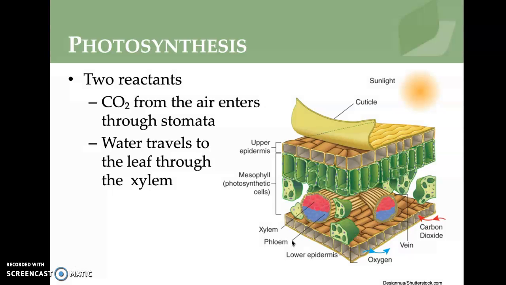If you look at it, there are 2 reactants. There's carbon dioxide from the air that enters through the stomata. And stomata we haven't talked much about yet, but it's the little pores on the leaves. And we'll get into those parts too. So the water travels through the leaf, through the xylem.